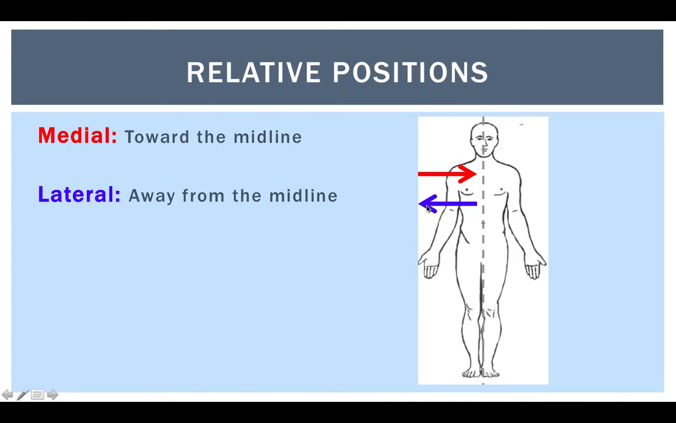This also works when talking about two body parts. So this side of the arm is the medial side of the arm. It's closer to the midline than this side of the arm, which is the lateral side of the arm. It's further away from the midline. So this is the example I used before, where the thumb is on the lateral side of the hand, the pinky is on the medial side of the hand. You can see even in the knee, this is your MCL, your medial collateral ligament. Your LCL, your lateral collateral ligament, is on the outside.